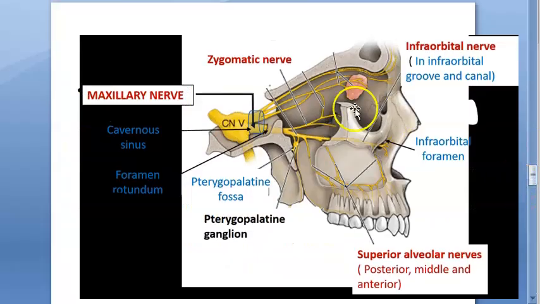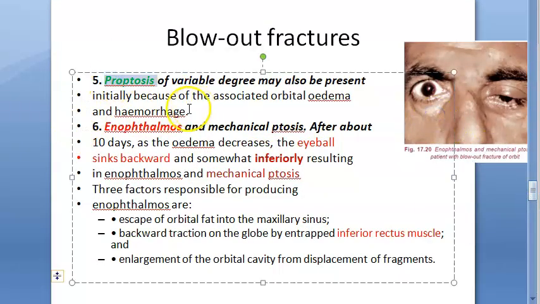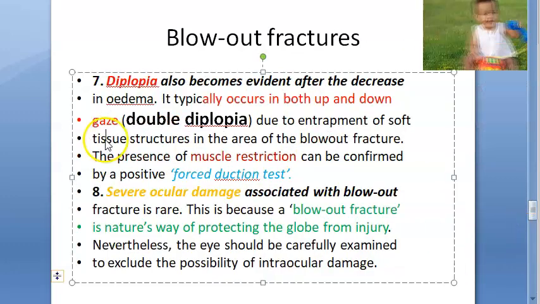Then continuing with clinical features, these people can initially have proptosis because of all the edema, then they'll have enophthalmos, mostly inferiorly, then mechanical ptosis. Okay, the inferior rectus muscle will be affected, it will be trapped. Diplopia can be there. Forced duction test will tell you whether the muscle has got restricted or not. Severe ocular damage.